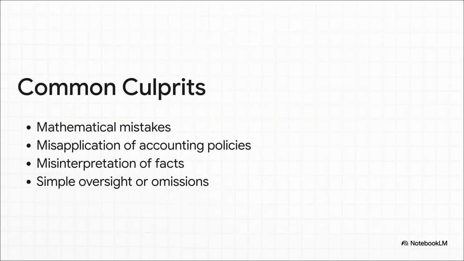So who are the usual suspects here? Well, it can be something as simple as a math error, a calculator fumble, or maybe misapplying an accounting policy, or misreading the fine print on a contract. And of course, the classic, just plain forgetting to do something, like an adjusting entry for an accrued expense. These are the exact kinds of things that love to pop up on exams.